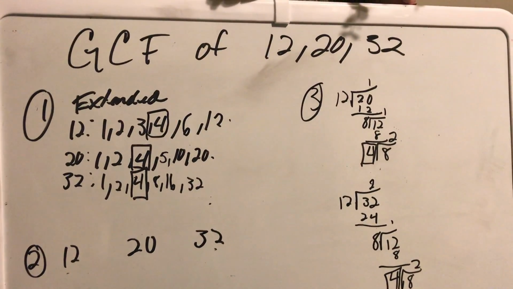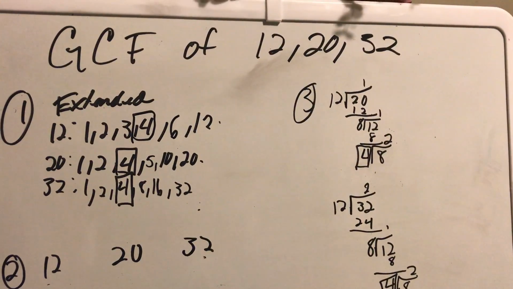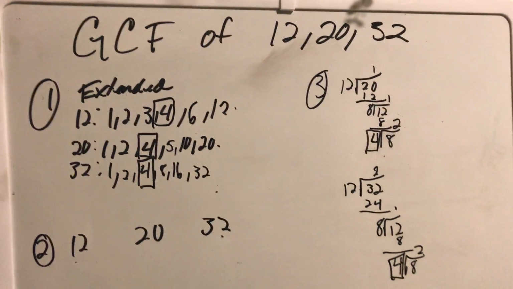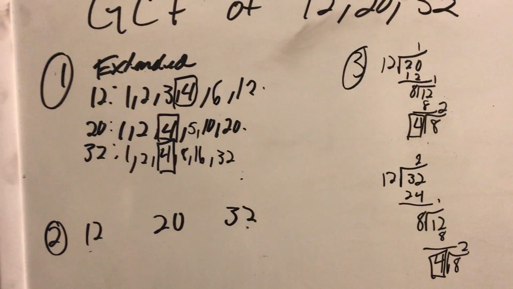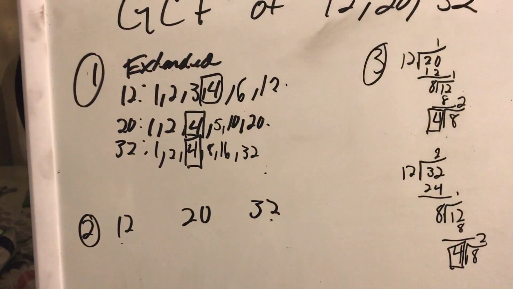Okay, so we're gonna find the GCF of three numbers. The three numbers are 12, 20, and 32. There are three different methods that we could use in order to find the GCF of three numbers.